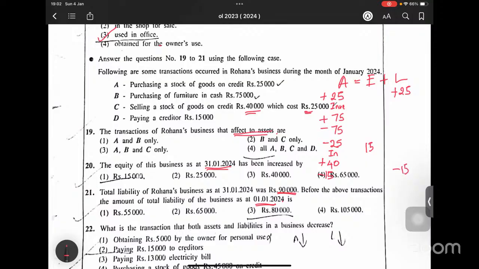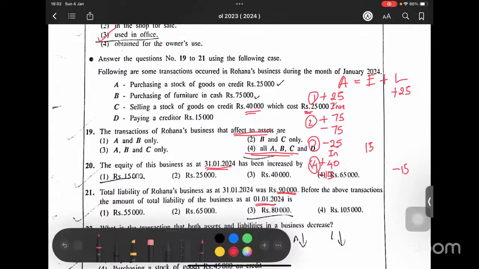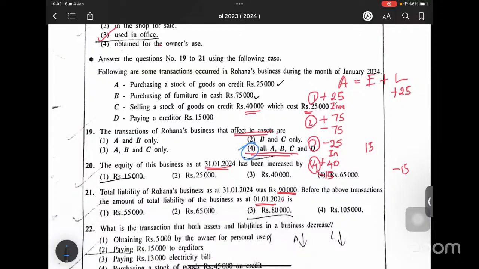So the first question is, what are the transactions that affect the asset? First transaction, asset is affected. Second also affected. Third also affected. Fourth also affected. So all four, the fourth one is the answer. The equity of this business as at 31st January has been increased by 15,000. Here is the answer.